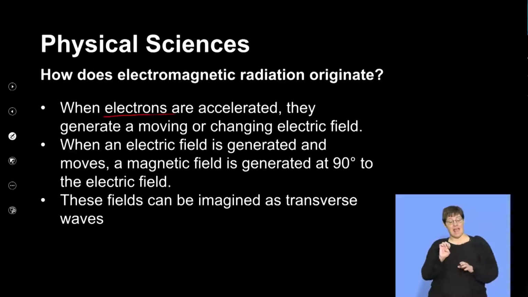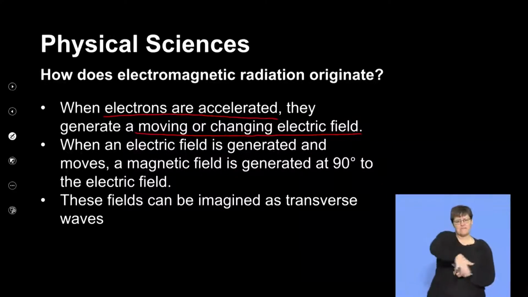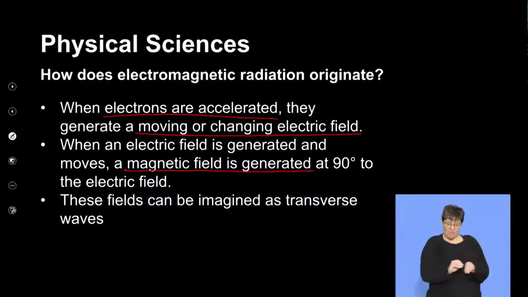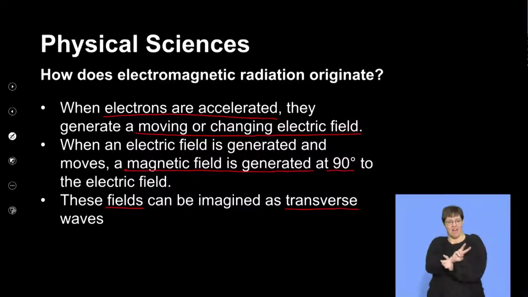When electrons are accelerated, they generate a moving or changing electric field. When this electric field is generated and moves, it is able to cause a magnetic field to be generated as well, i.e., if you ever move a charged object, you immediately induce a magnetic field at 90 degrees to the electric field associated with that charged object. And to help us visualize how these two electromagnetic waves appear, you can imagine the changes in each field as transverse waves.